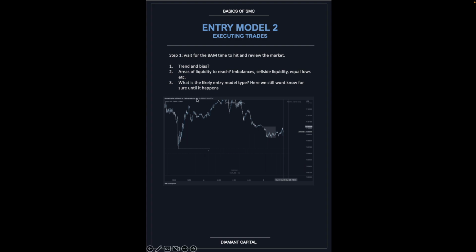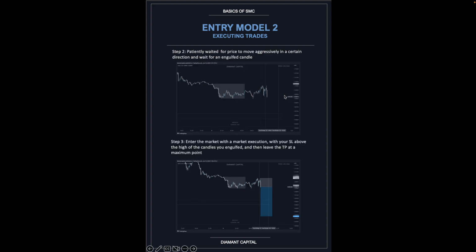In terms of where we could potentially aim for, we've got the sell side liquidity on the higher time frame here. And what is the most likely entry model type? We still won't know for sure until it happens here. So let's get into a bit more of the details. Obviously, again, I'm going to be showing you the live charts as well to actually show this trade as an example. But what we do is we patiently wait for price to do its thing.